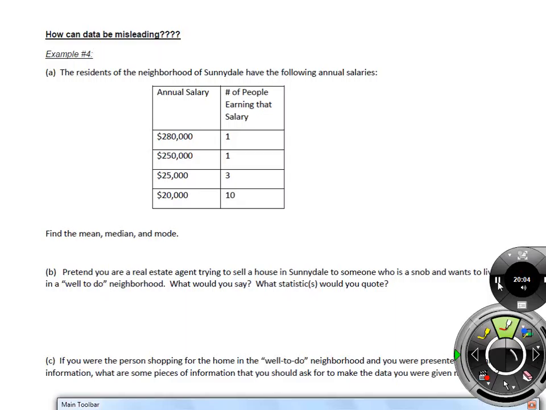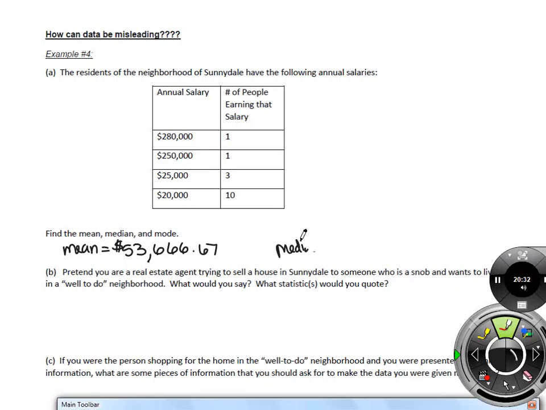Say that again, Jason. $53,666? Okay. Okay, so our average is $53,666.67. What was the median? Someone that came up with that.